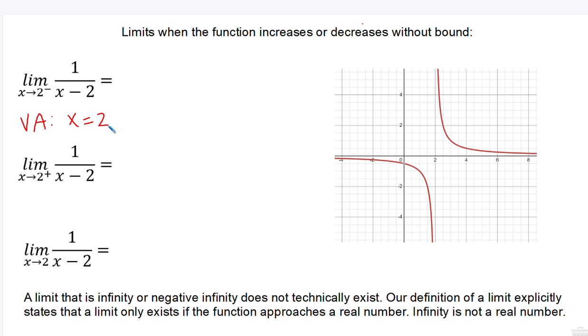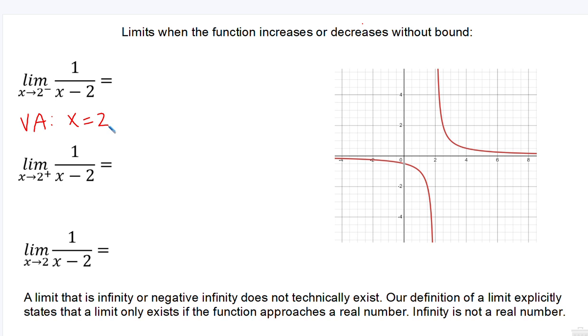And 1 over 0 we can think about as infinity, because we can't divide by 0, but if we divide by something really, really close to 0, a really, really small number, we end up getting infinity, or negative infinity if it's a really small negative number. And that's why the function is going to be approaching infinity or negative infinity. So we're going to use one-sided limits for these.